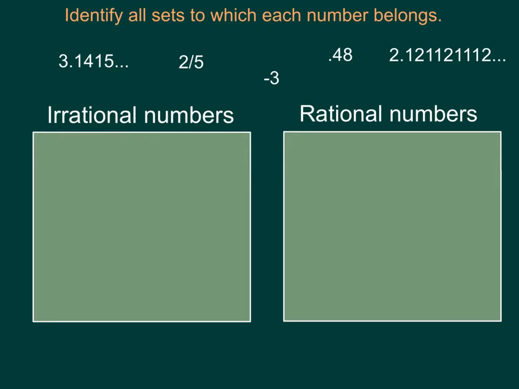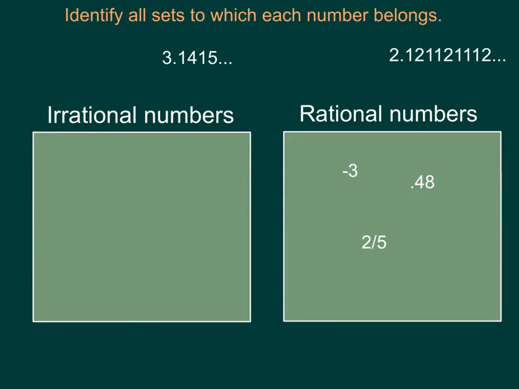So -3, we can write -3 as a fraction. It would be -3 over 1. So that's a rational number. The decimal 48/100ths can be written as a fraction, so that's a rational number. And 2/5, that is a fraction. That can be written as it is a fraction, so it's a rational number.